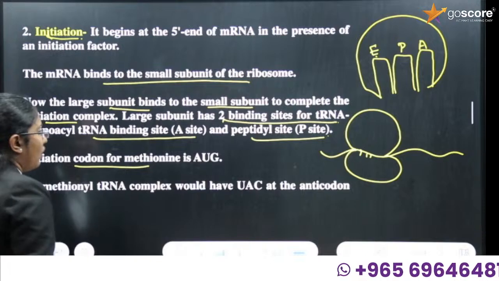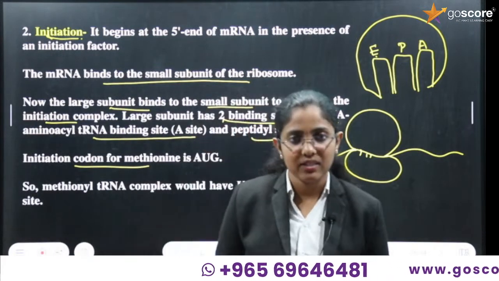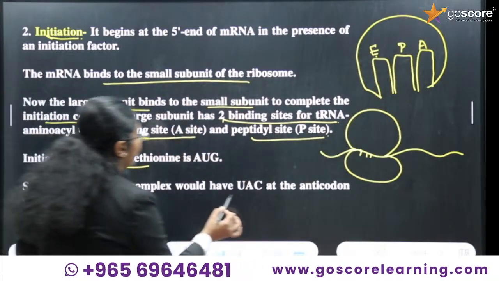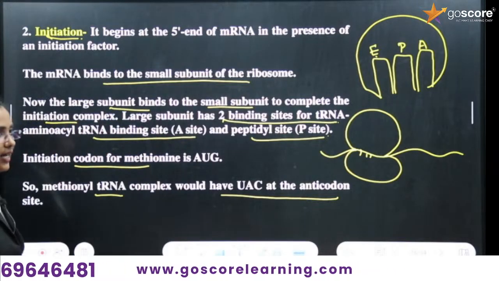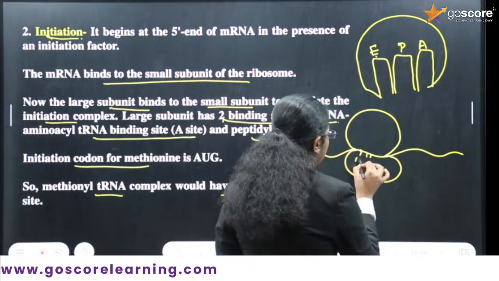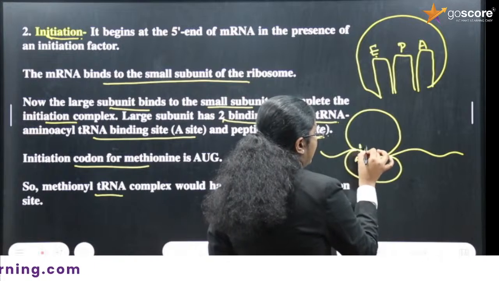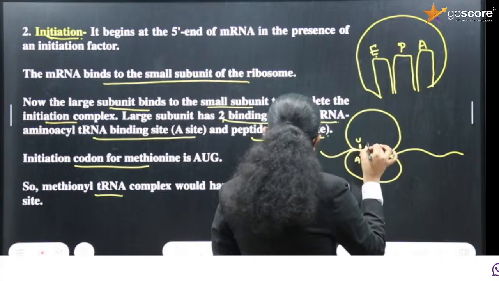Okay, then see, the initiation codon is always AUG. What is the initiation codon? It is also mentioned that it is AUG. The methionine tRNA complex would have UAC as the anticodon site. Okay, if you are considering this as mRNA, this as AUG, our tRNA molecule which is having UAC.